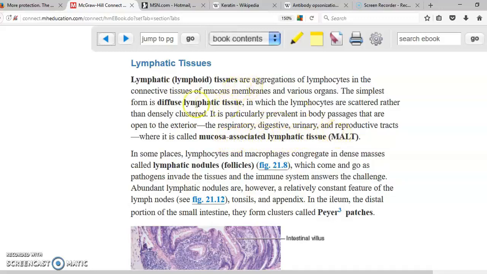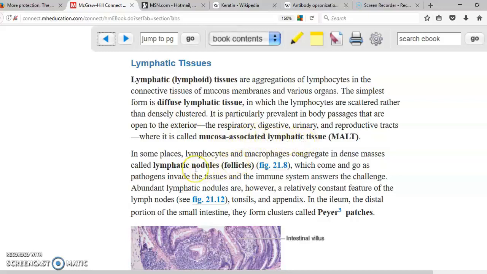So tissues, they're going to be diffuse. These tissues are going to be found within other organs because, again, based on the body organization, you're going to have organs within organs. So the only thing you can do is just put a tissue within an organ. That's what's going to happen in here. And these tissues are going to be called mucosa-associated lymphatic tissue.